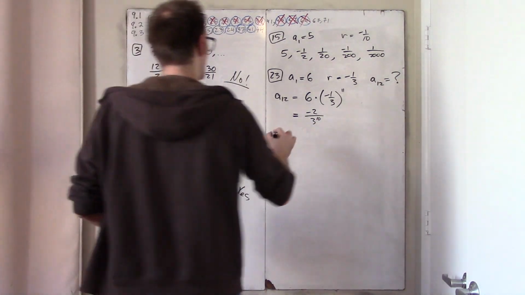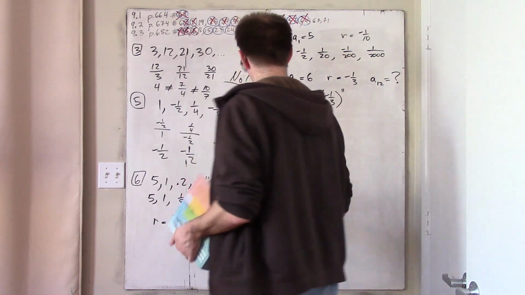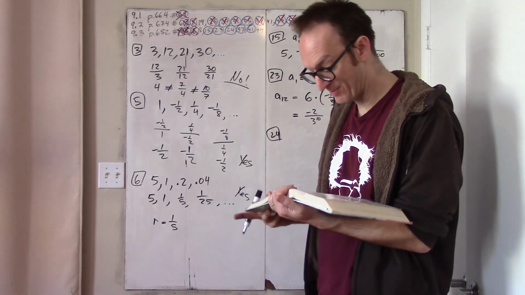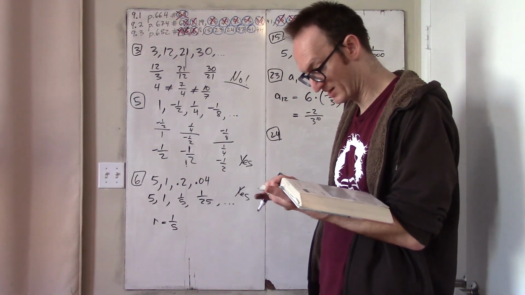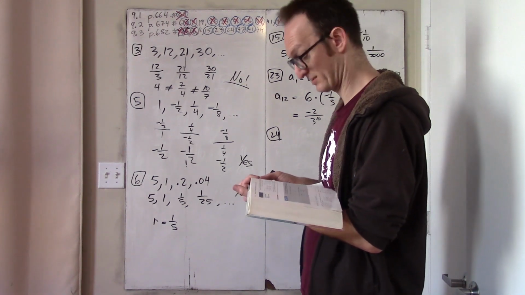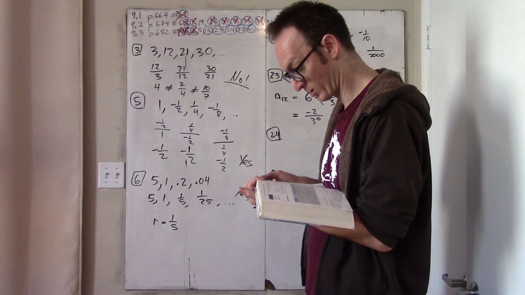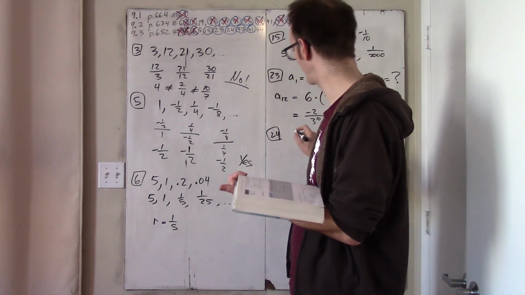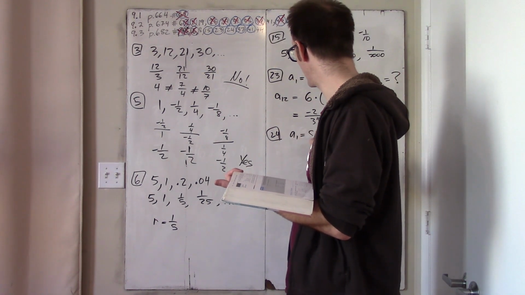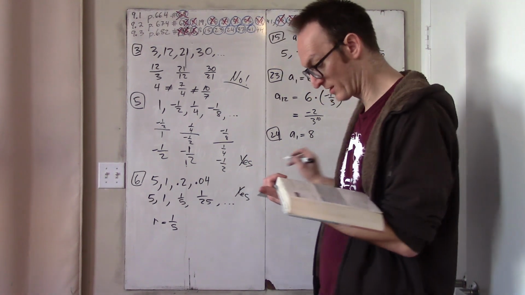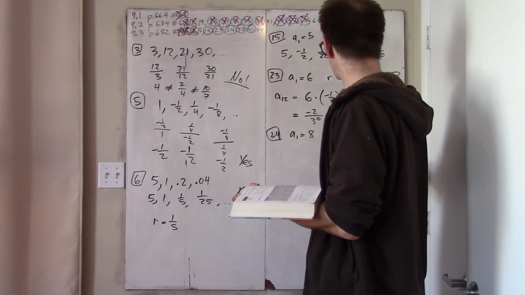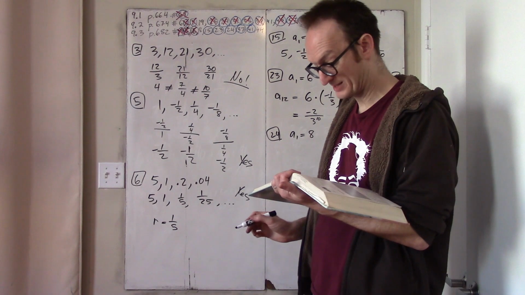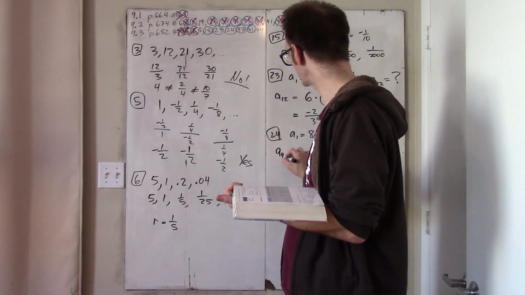Okay, 24, I think, is the same sort of thing, but maybe with one extra hoop to jump through. Nope, not at all, not even. Is it really so silly? I should have given you more exciting ones. Too late. 24 says the first term is 8, and r is root 5. What is a sub 9?